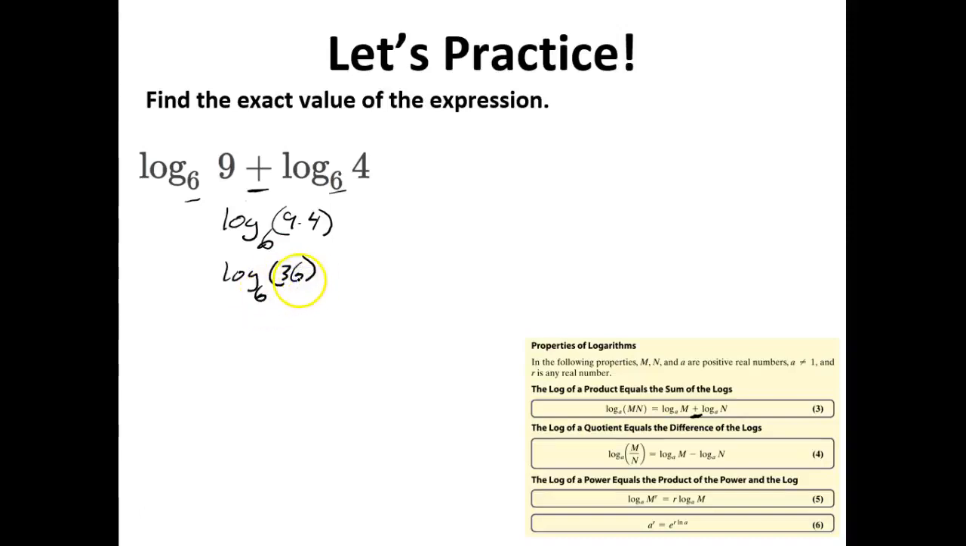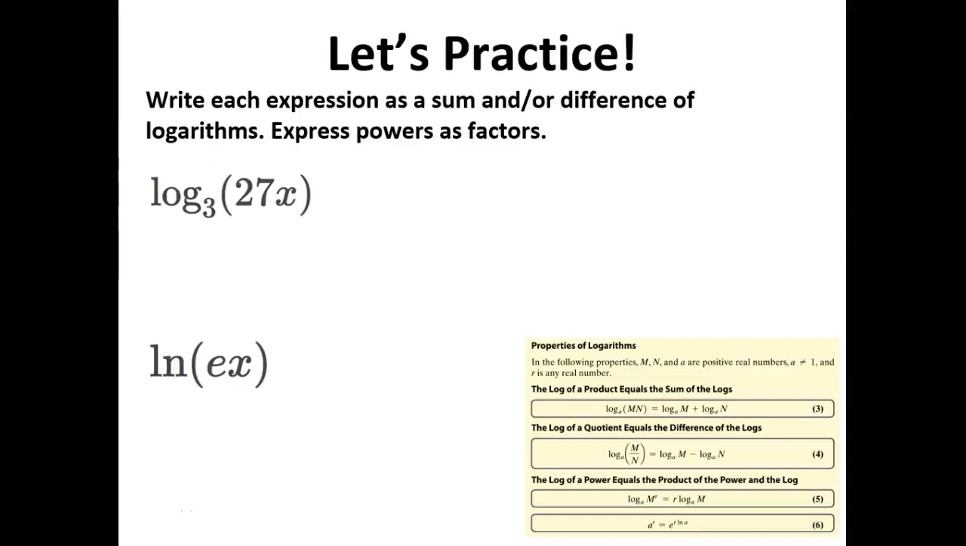Well, 6 to what power gives us 36? That's 2. 6 to the second gives us 36. So all said and done, this equals just 2. Trying to use these properties to expand some stuff and then simplify.